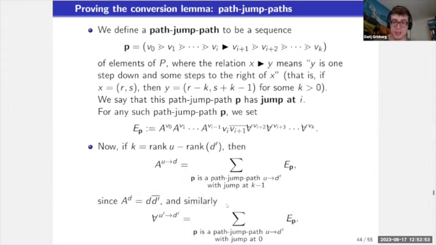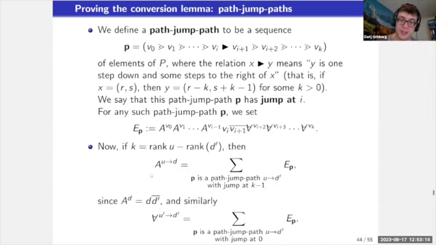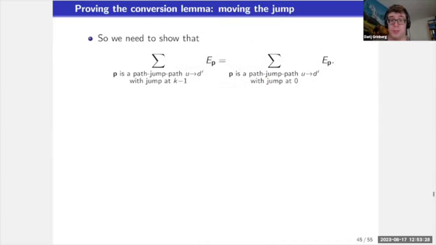Now, why is this an interpolation? Well, if you look at this jump path where the jump is the last step, then this is basically a path, except it's missing the last step. But if the jump is the first step, then it's a path without the first step. So your left-hand side is the sum of the EPs over all jump paths where the jump is at the last point, and the right-hand side is the same, but where the jump is at the beginning. And now you have to prove that the sum where the jump is at the end is the same as the sum where the jump is at the start.